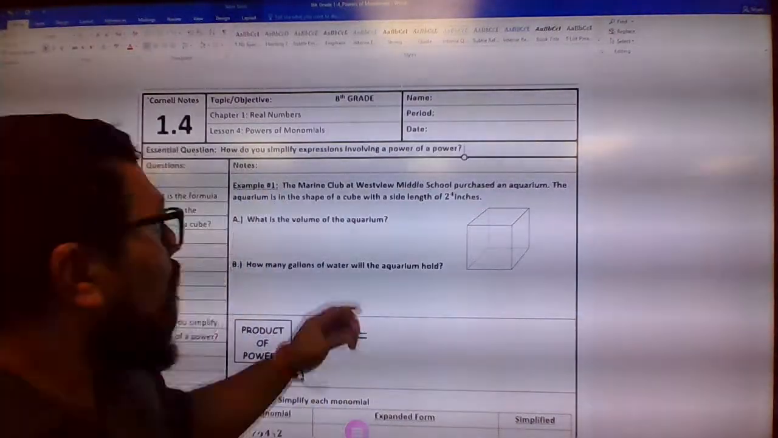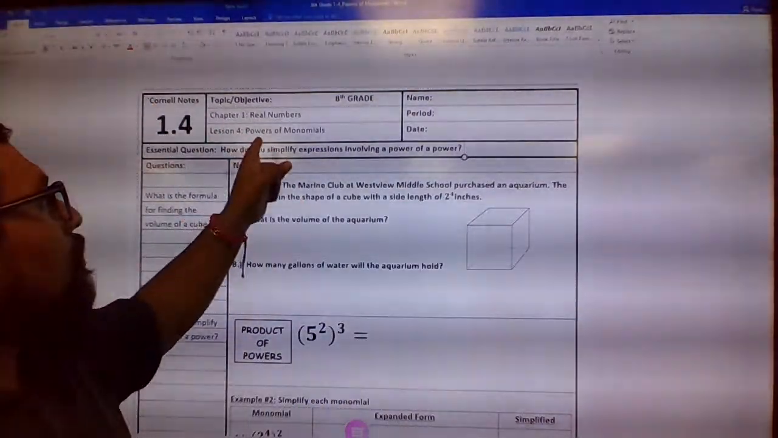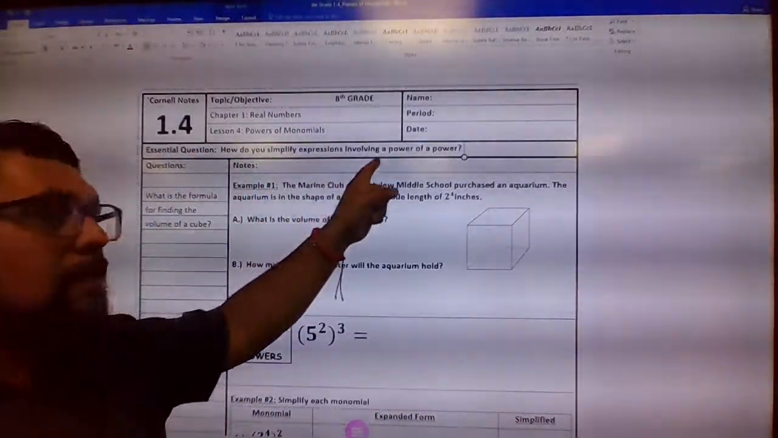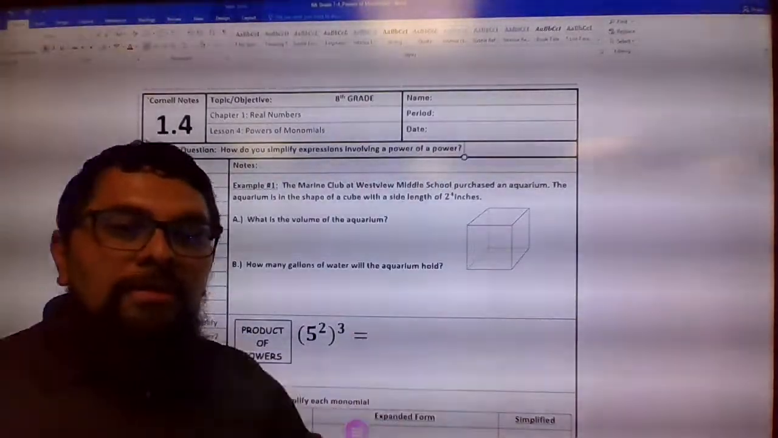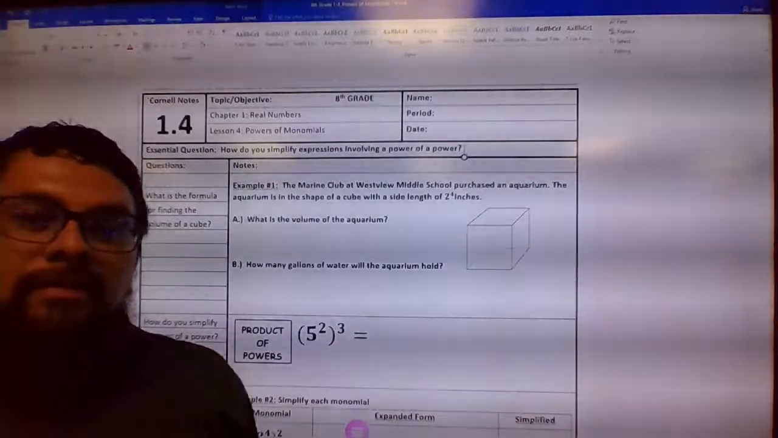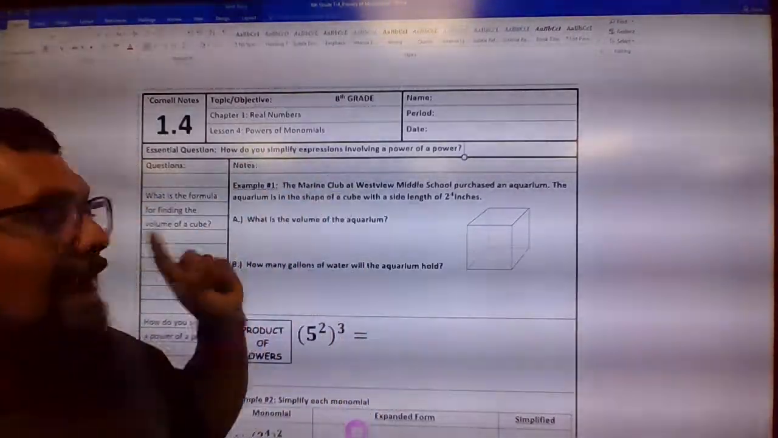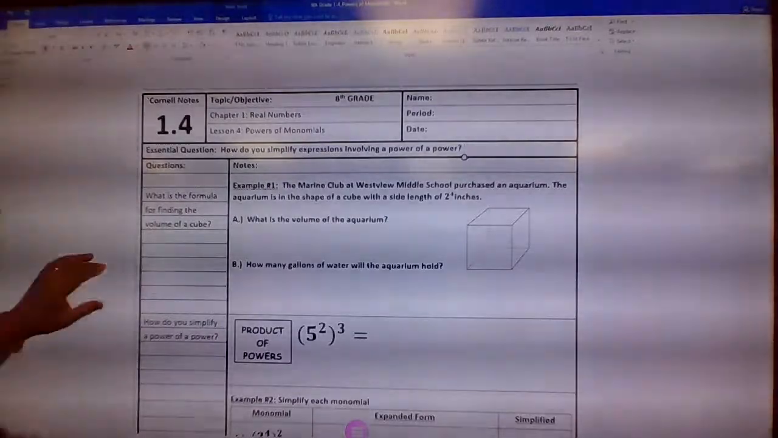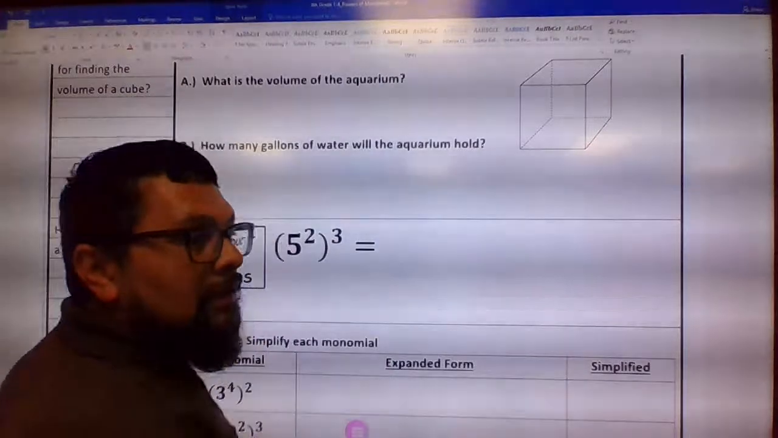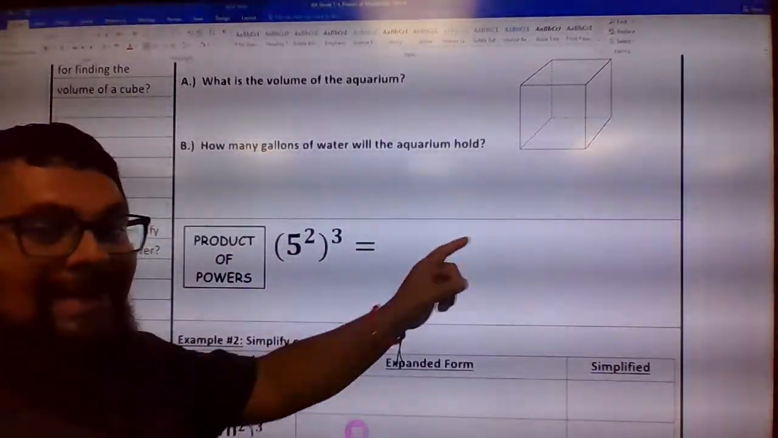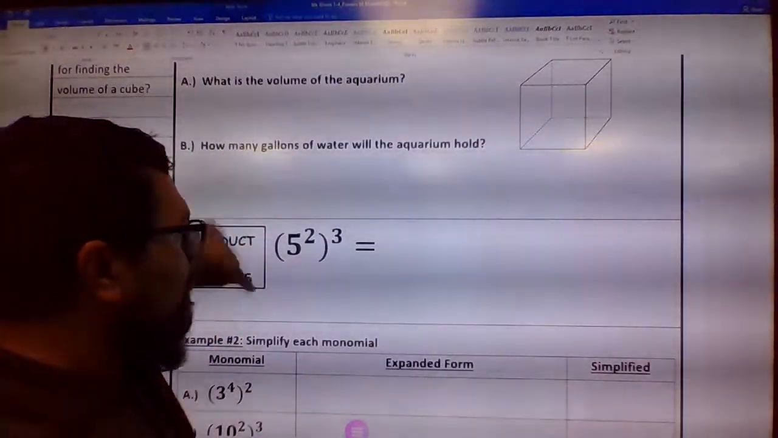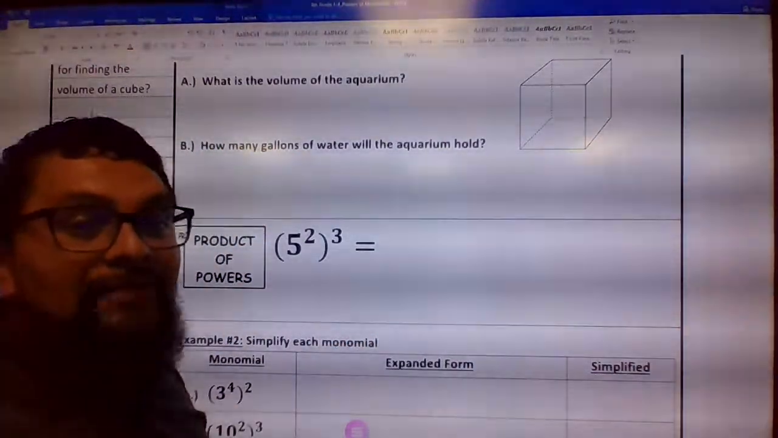So 1.4 dealt with powers of monomials. The essential question is, how do you simplify expressions involving a power of a power? We found out that you simplify them by expanding, or you can multiply the exponents. For example, on this one you could expand it, and you're going to get 5 to the sixth. Or you can multiply the exponents. 2 times 3 is 6, so your answer here is going to be 5 to the sixth power.